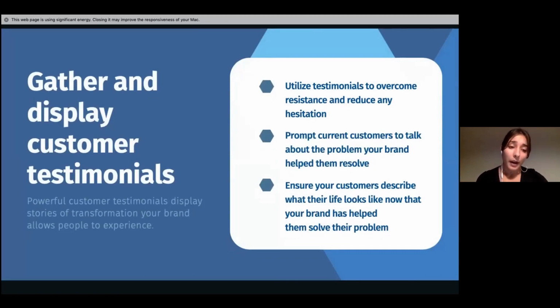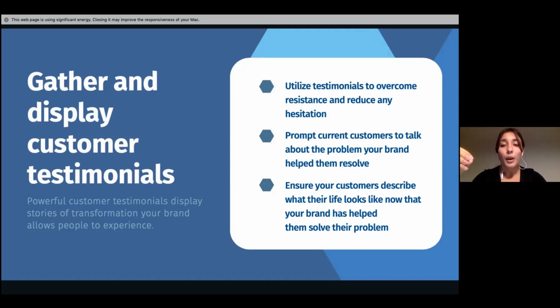And this is very powerful because, for example, let's say that you have a user or a prospect that says, I don't really think that your service could help me, or I don't really think this is right for me. Then if you have a testimonial, that person may find themselves reflected in that other customer that you have already helped. So they can see that you have helped someone in their same situation with their same problems, and they can really trust you. So this is to overcome resistance and reduce hesitation.